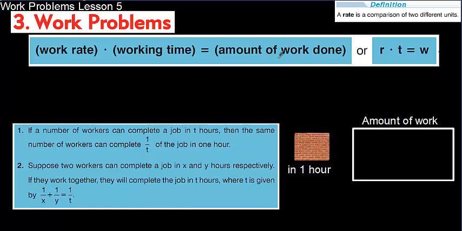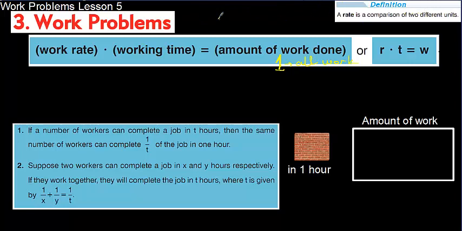Generally, all the work we are going to accept is 1. All work is going to be equal to 1. And here, if we summarize the formula, rate times time gives us all the work. What is rate? I need to explain that here. Rate is a comparison of two different units.